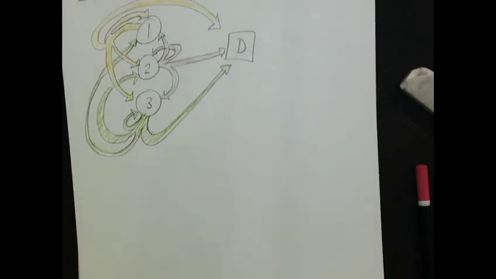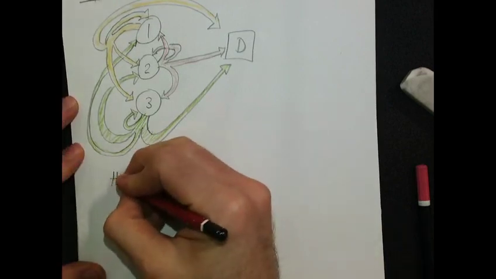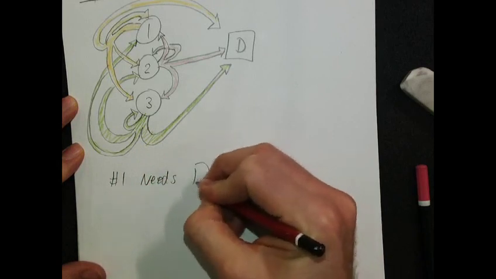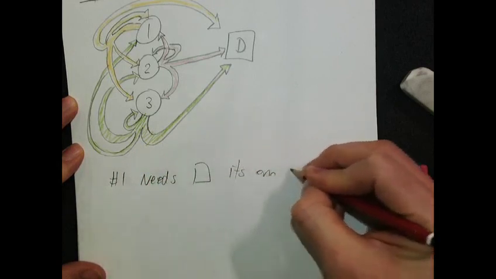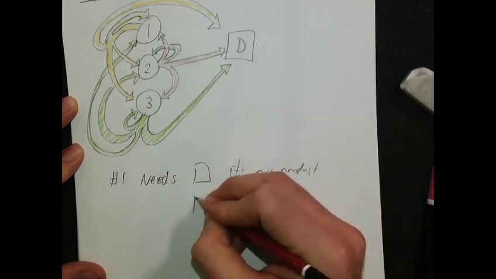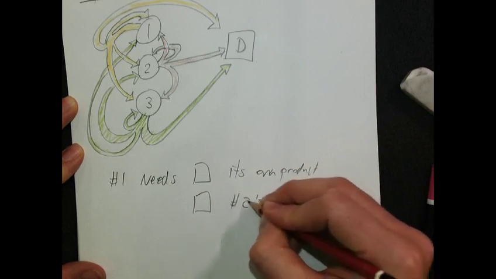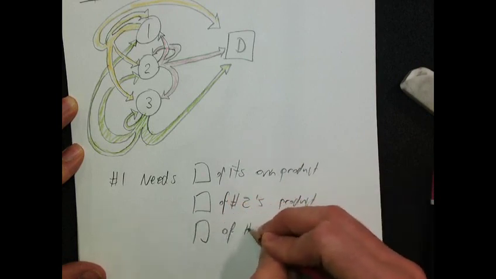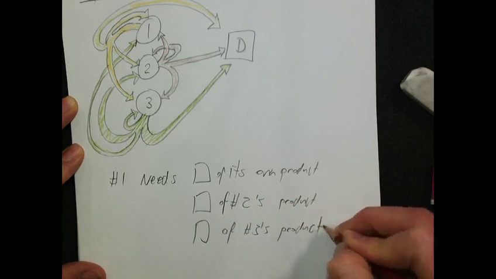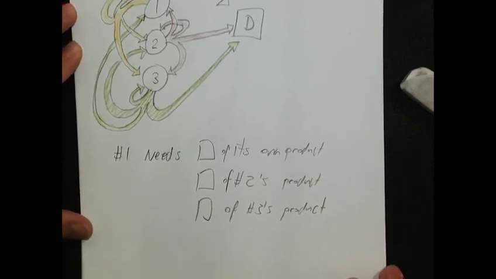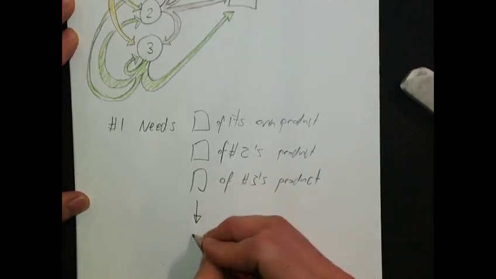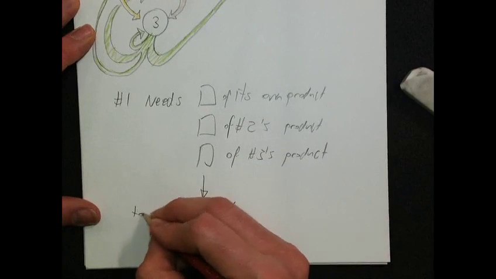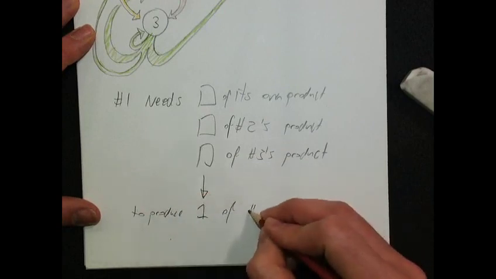And so the way that we can do it is that we can list how much stuff each area needs in order to produce a certain amount of stuff. So we can say that number one needs some amount of its own, and some amount of number two's product, and some amount of number three's product. All of this will produce one of number one's product.